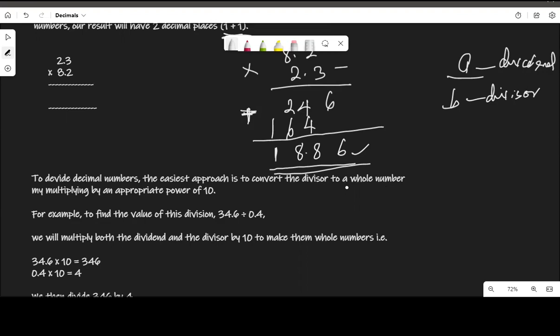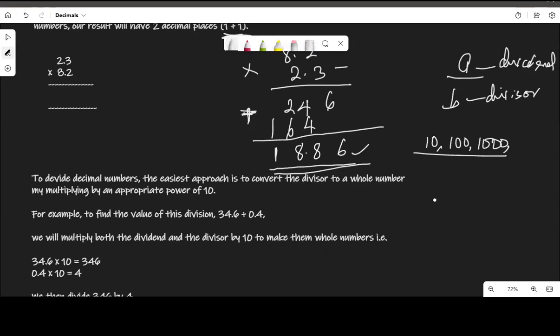So whenever you are dividing by a decimal number, it is much, much easier to convert the decimal number to a whole number. And you do that by multiplying by a power of 10. Again, your power of 10 depends on the number of decimal places. If it is one decimal place, you multiply by 10 itself. If it is two decimal places, you multiply by 100. Three decimal places, you multiply by 1000, and so it goes. All of these are called powers of 10. 10 to the power of 1 is 10, 10 to the power of 2 is 100, 10 to the power of 3 is 1000, and so it goes.